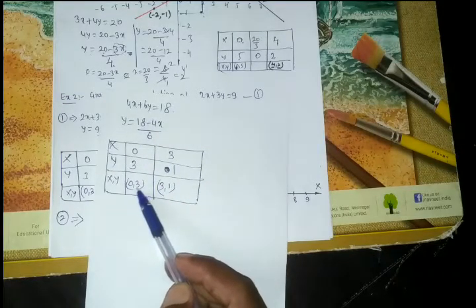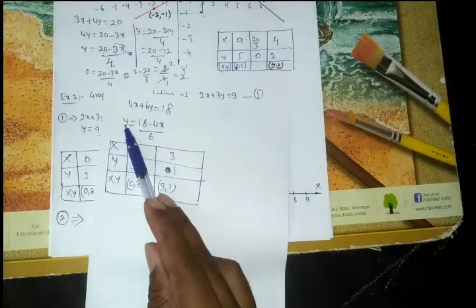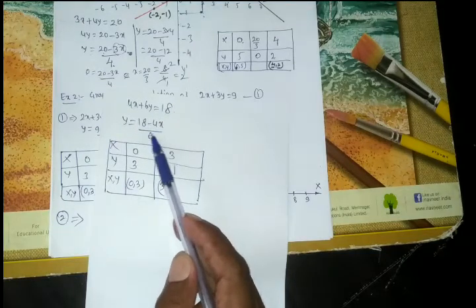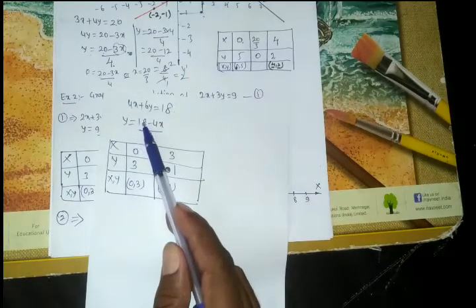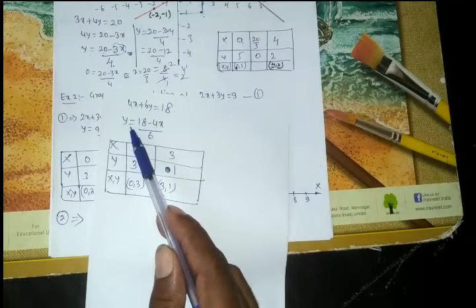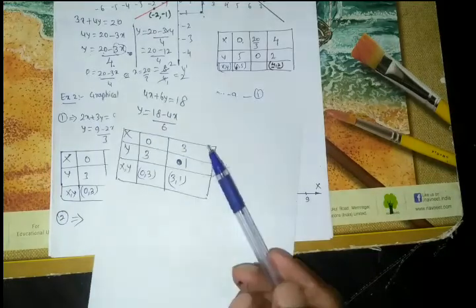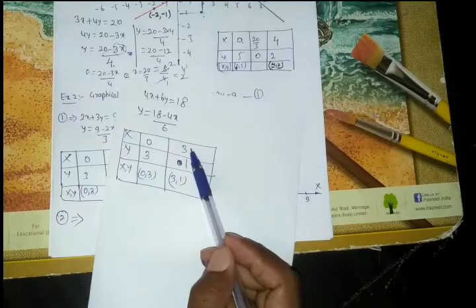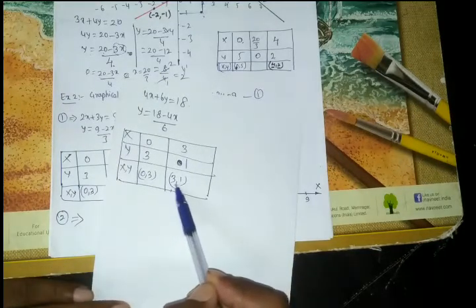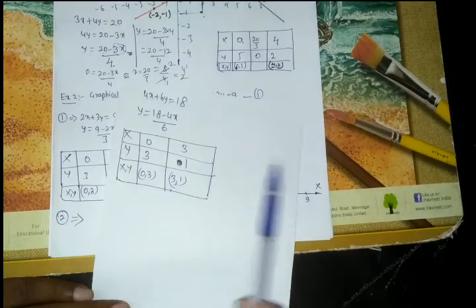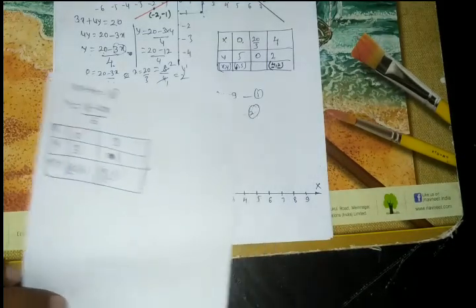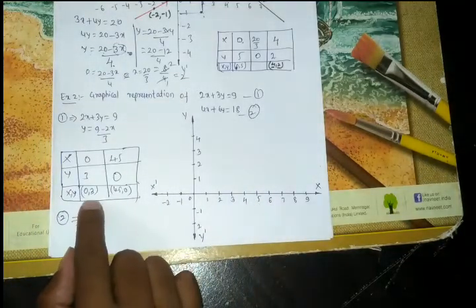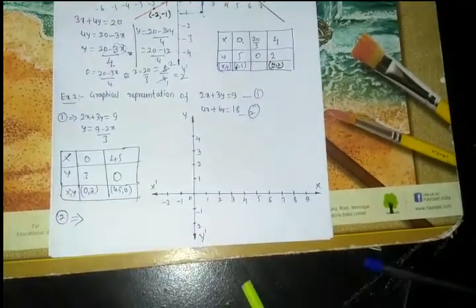So (0, 3). When I put the y value as 1, I will get 18 minus 4x equals 6, or 4x equals 18 minus 6, which is 12. So I will get the value of x as 3. So (x, y) is (3, 1). Let us try to plot on the graph. Here, the values of equation 1 are (0, 3) and (4.5, 0).